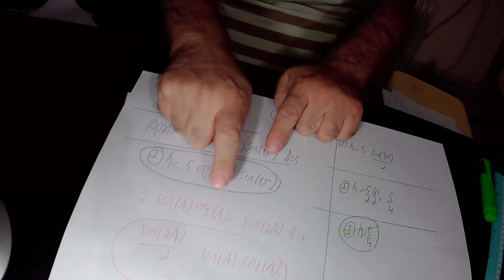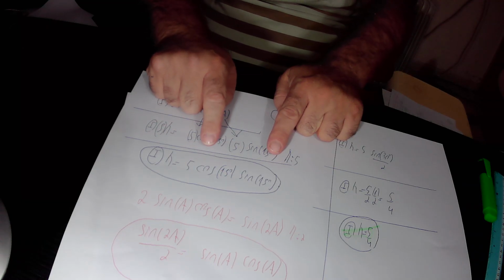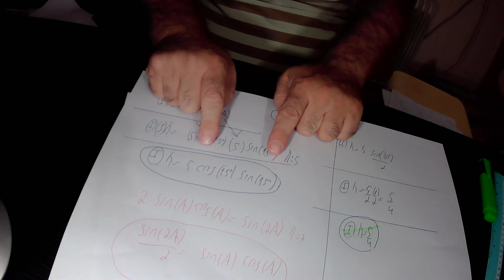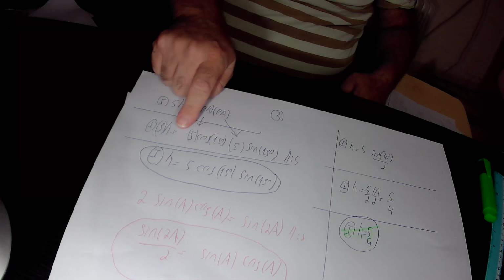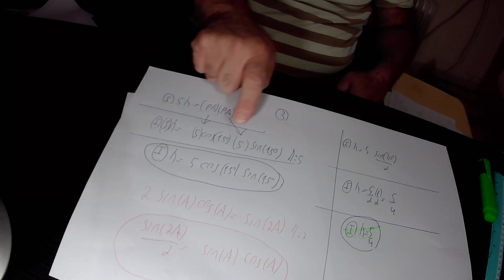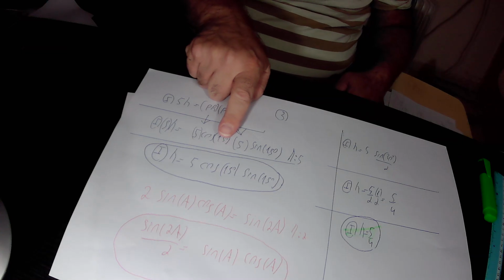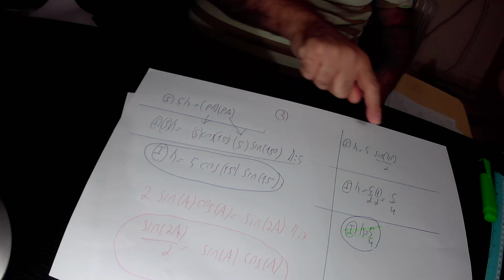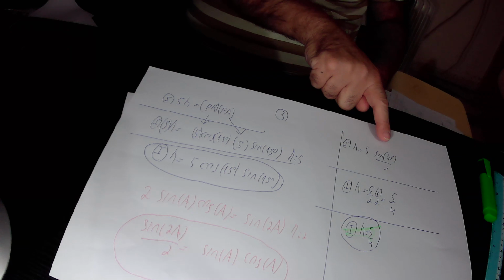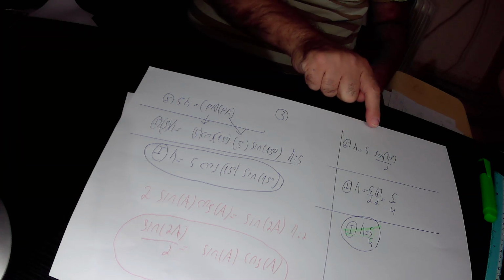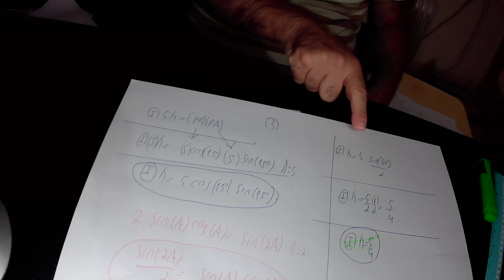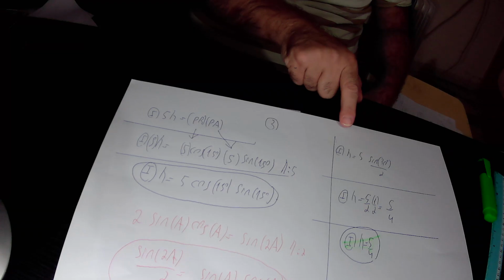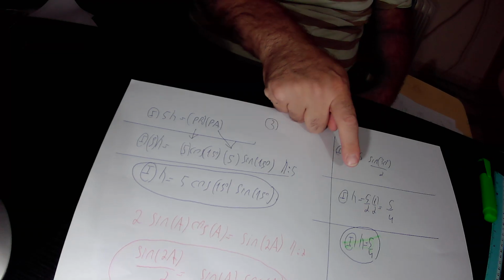Therefore, cosine 15 degrees times sine 15 degrees will be equal to sine of 2 times 15, that is 30 degrees, over 2. So in total, according to equation 1, h equals 5 times sine 30 degrees over 2, and sine 30 degrees is 1/2.